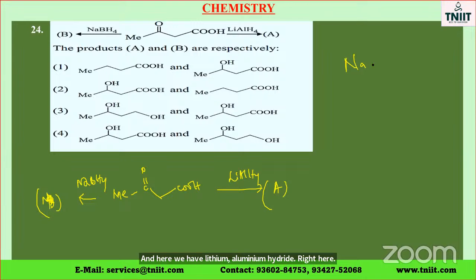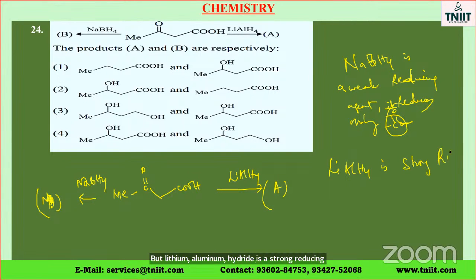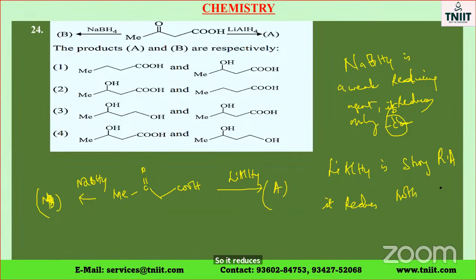You should remember sodium borohydride is a weak reducing agent. So it reduces only the carbonyl ketone group, the C double bond O group. But lithium aluminum hydride is a strong reducing agent. So it reduces both the C double bond O ketone group and the carboxylic acid group.